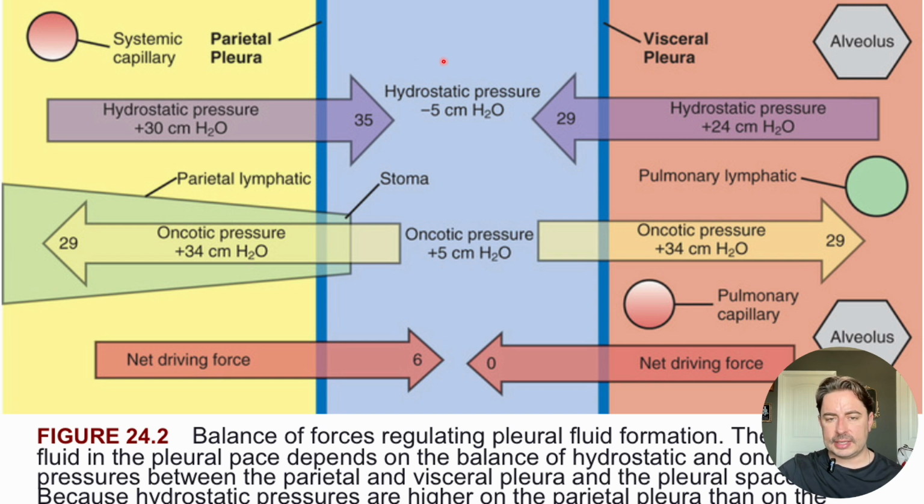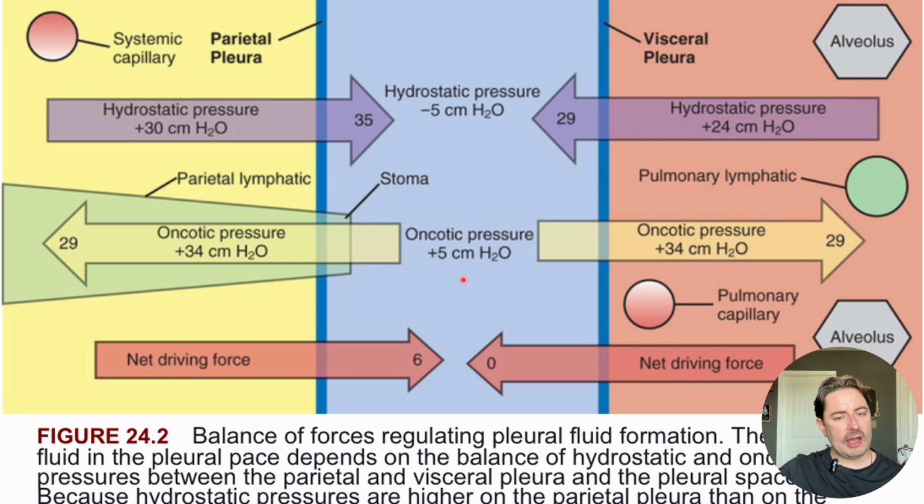The only difference is the hydrostatic pressure is a negative pressure that's in the pleural space. The oncotic pressure is a positive pressure that's in the pleural space. When I look at the difference between these two, I end up getting a net pressure of 0 between the hydrostatic oncotic pressures within the parietal pleura, pleural space, and the visceral pleura.